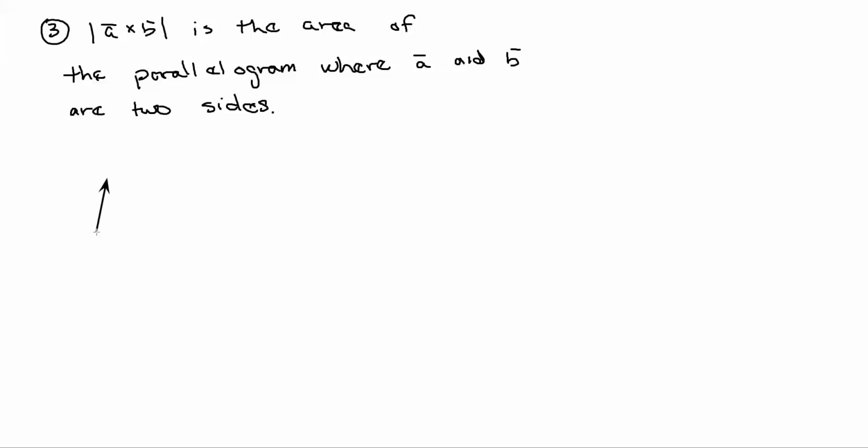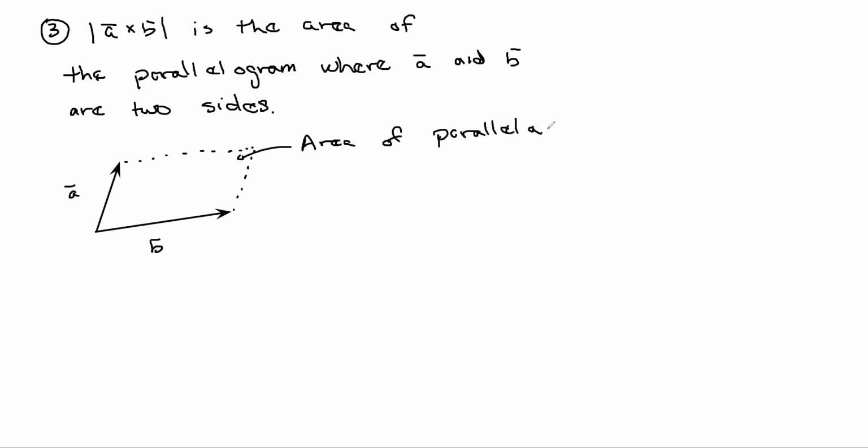So if we have there's A, and here's B, then if A and B are two of the sides, that means we could form a parallelogram. And then what the property says is that the area of the parallelogram is the length of A cross B. Okay, so let's go through and prove that.